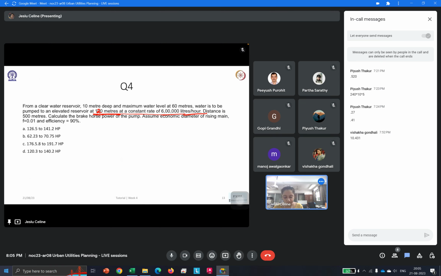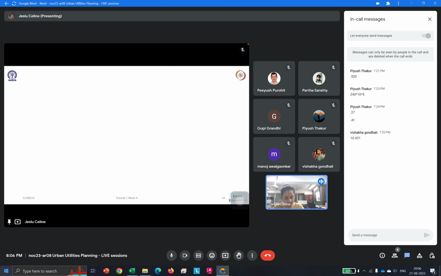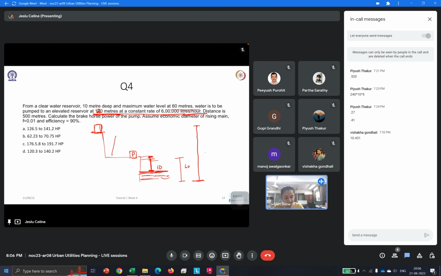So in this case, what is asked again is that you have an elevated reservoir. The maximum level of this is 60 meters, and the water level which is there currently is at a depth of 10 meters. And now you have another elevated reservoir somewhere over here, and you have your pump here, and you need to pump it. The total height up to which this is there is 100 meters, sorry, it's 120 meters.